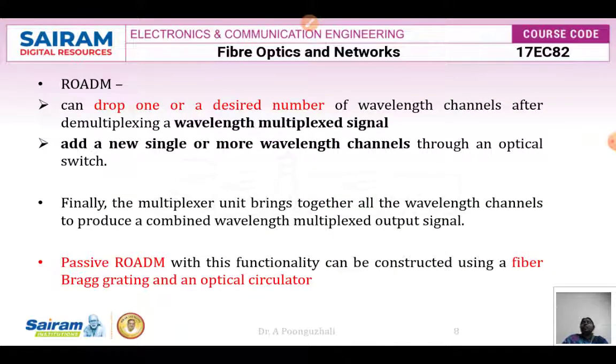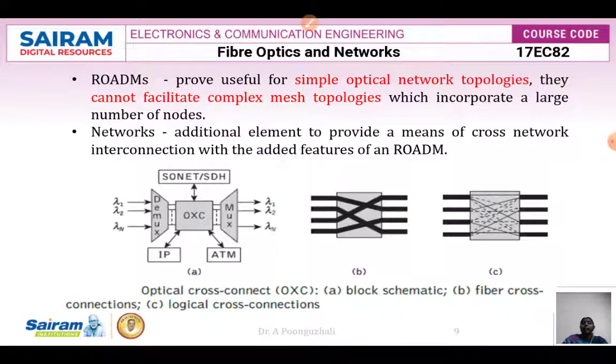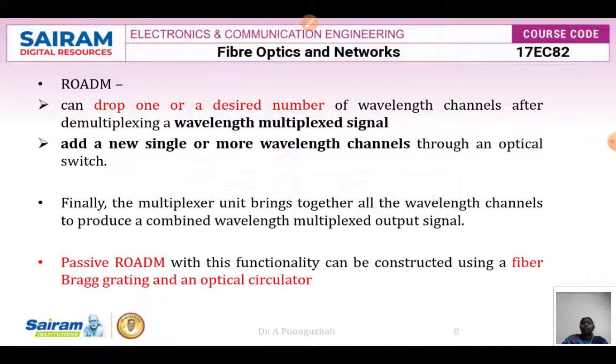So a reconfigurable optical add or drop multiplexer can drop one or the desired number of wavelength channels after the demultiplexing operation, that is, the demultiplexing of a wavelength multiplexed signal. And on the other side, at the receiver side, we can add a new signal or more wavelength channels through an optical switch there. Finally, a multiplexer unit will bring all these wavelengths together to produce a combined wavelength output signal.